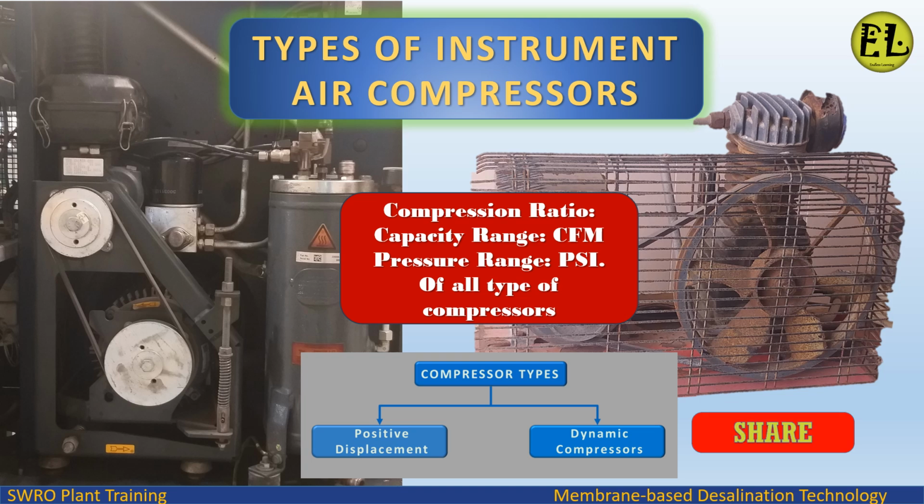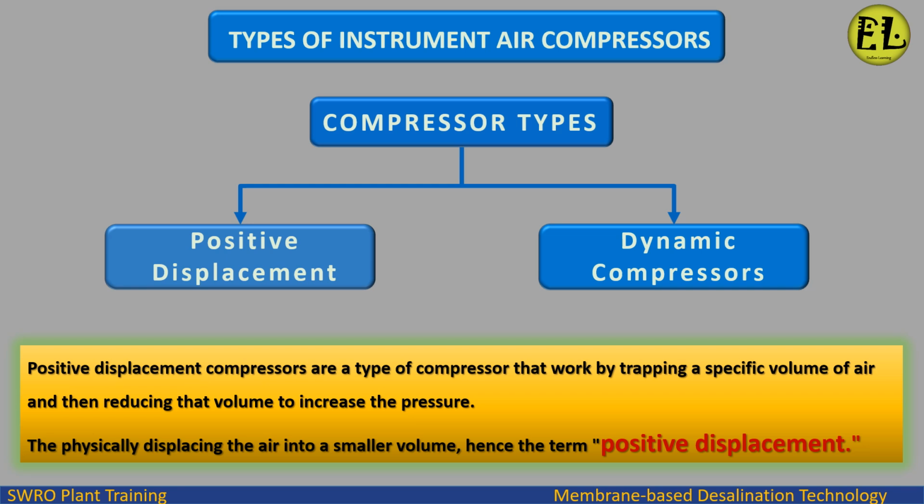In this presentation we will study the types of instrument air compressors, and their compression ratio, capacity range in CFM, and pressure range in PSI, for all types of compressors. Compressors are divided into positive displacement and dynamic compressors.